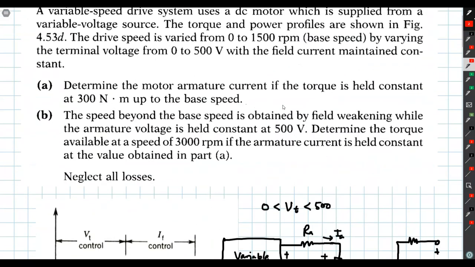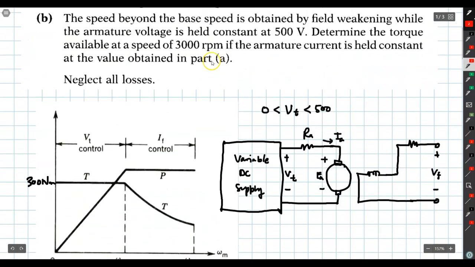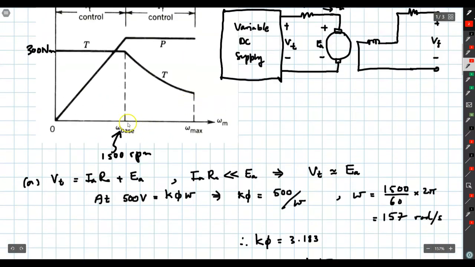Part B of the question asks us to find the torque available at 3000 rpm if the armature current is held constant at the value obtained in part A, which means that beyond the base speed here, because the speed now is 3000 rpm, this is at 1500 rpm. So 3000 rpm is in the flux weakening region. The armature current is held constant. However, because of the flux weakening, the torque is no longer equal to 300.